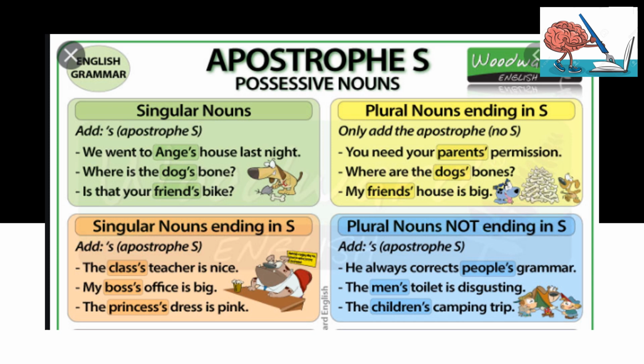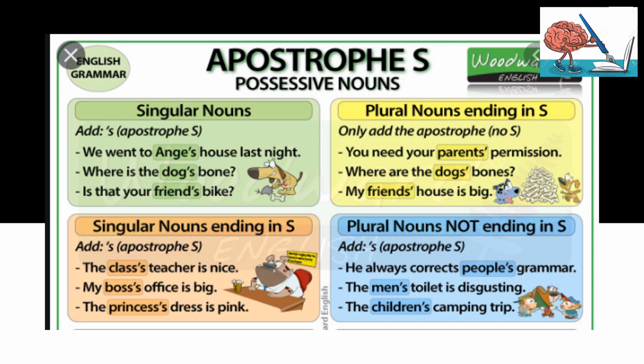Rule number 1. Singular nouns. Singular means only one. When we are having singular nouns, we add an apostrophe followed by an S at the end of the word. We went to Angie's house last night. Where is the dog's bone? Is that your friend Spike's? You can see an apostrophe S has been added at the end of the word Angie, dog, and friend.